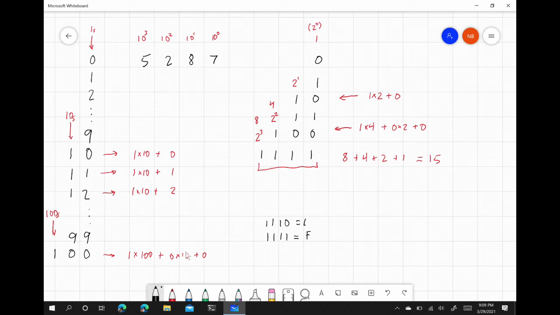1110 equals E, and so on. We have 1 is simply 1, 10 is 2, etc. 11 is 3, and eventually we get up to 9, and then A, B, C, D, E, and F. So we'll talk a little bit more about hexadecimal notation later, but that's the basic idea of binary numbers.